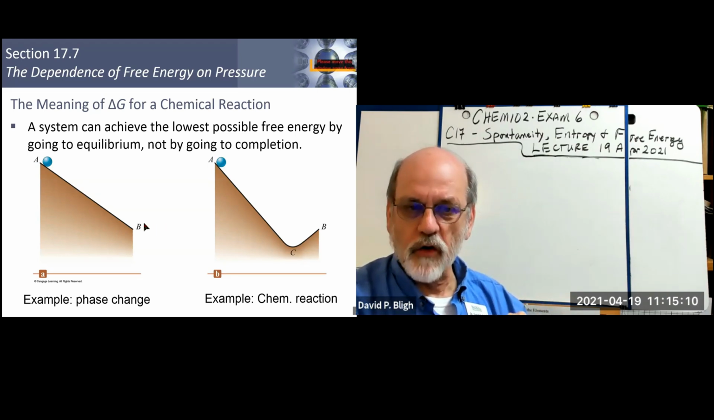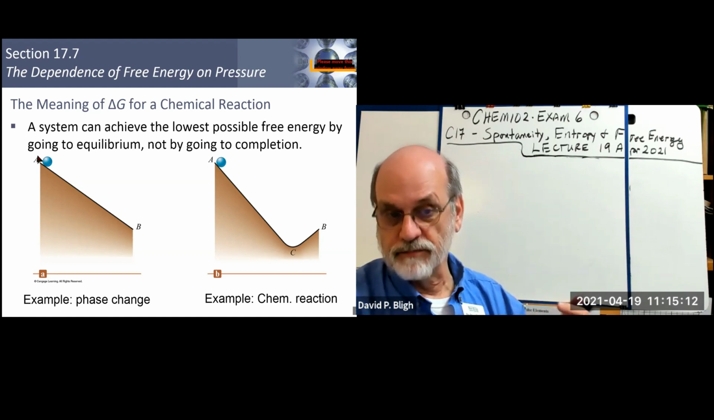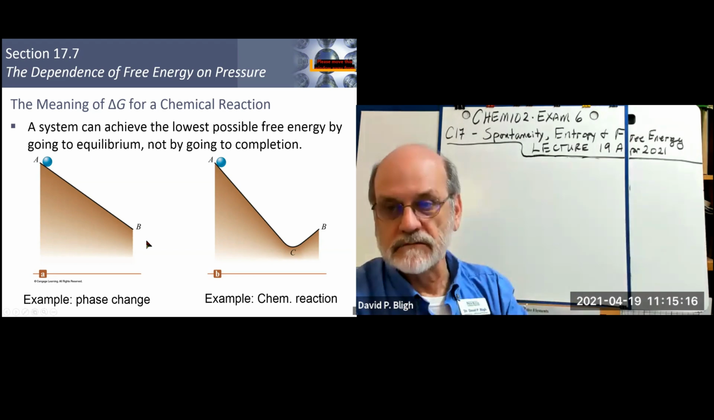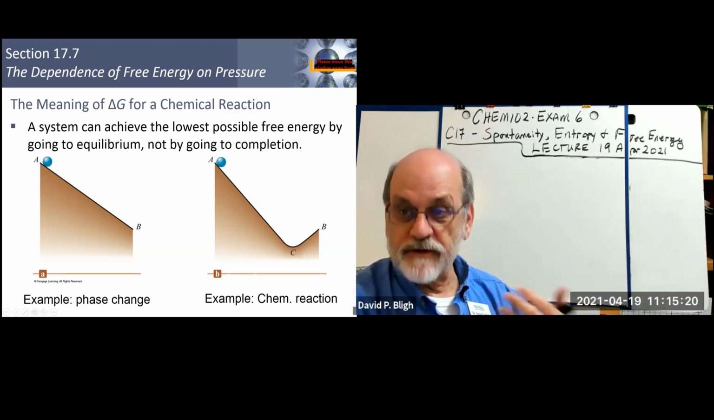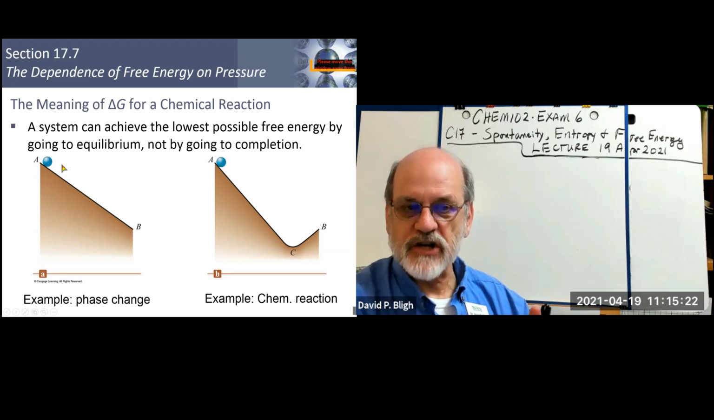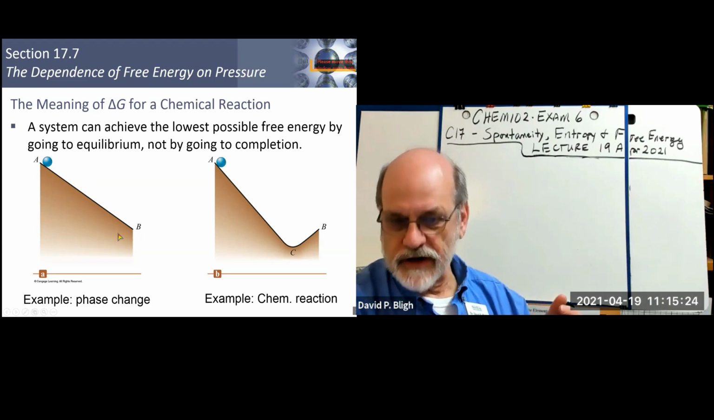So the ones that go to completion are like this ball rolling down. Goes from A to B, that's it. It's over, end of story. An example of that would be a phase change. Once the phase change is completed, you're down here at B. There's no equilibrium situation there.